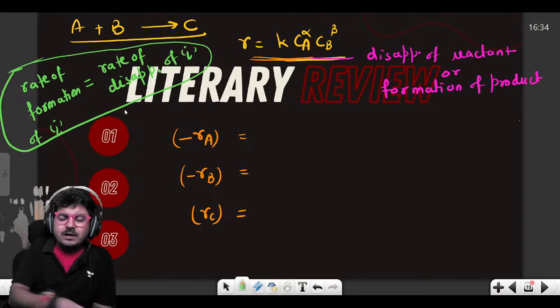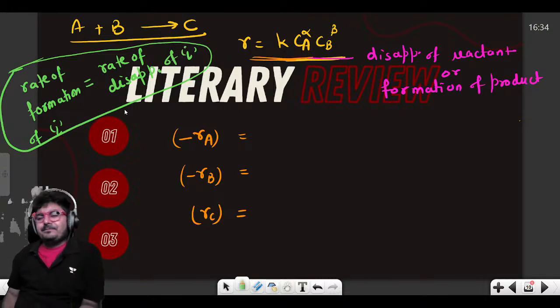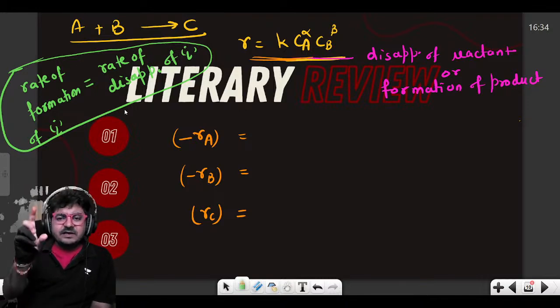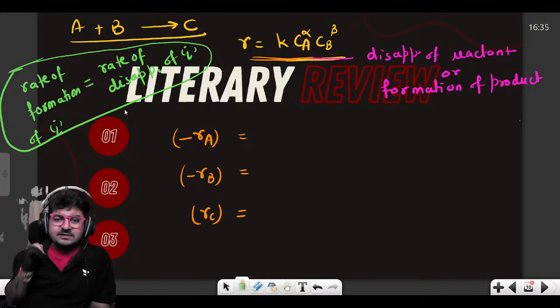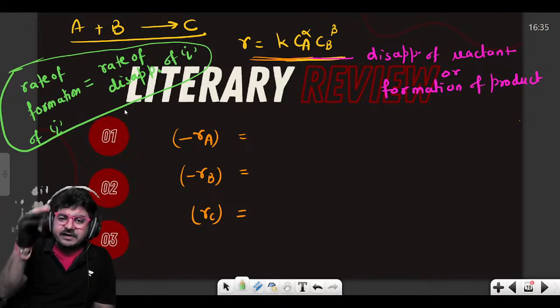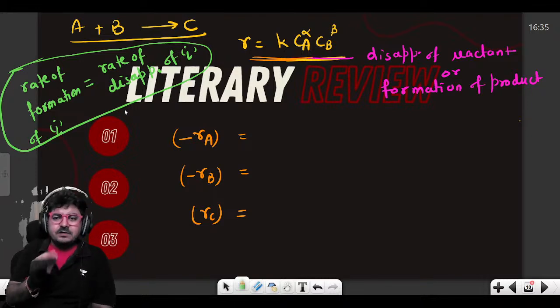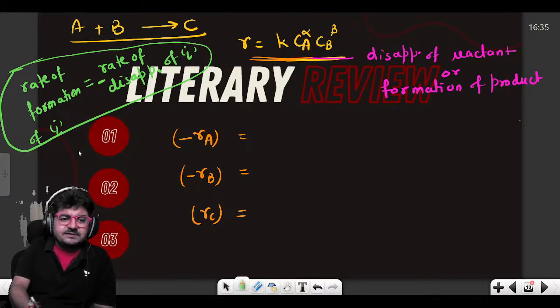Like you would have studied in heat transfer, boiling and condensation, or thermodynamics, or energy balance in physical chemistry: saturated liquid, saturated vapor. When you go from liquid to vapor, it is latent heat of vaporization. But when you come from vapor to liquid, it is latent heat of condensation. So magnitude wise both are the same, but direction wise they are opposite. So we write latent heat of vaporization equal to minus of latent heat of condensation. Same way here, rate of formation is equal to minus of rate of disappearance.